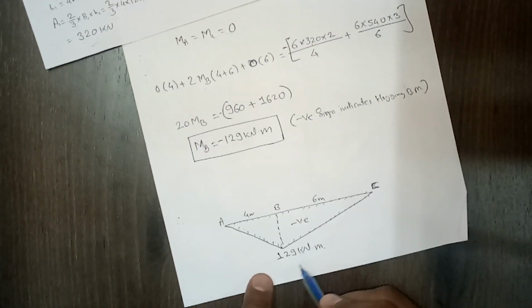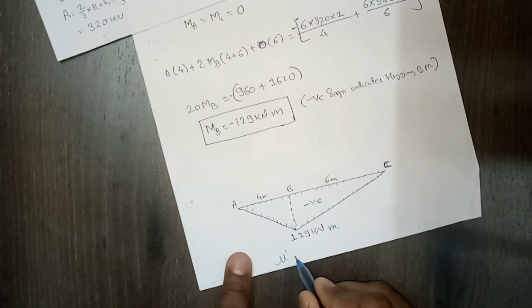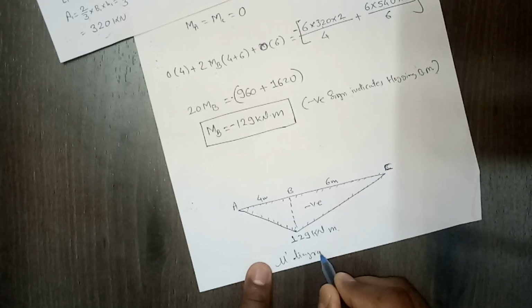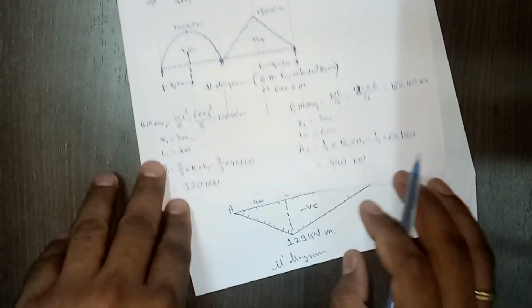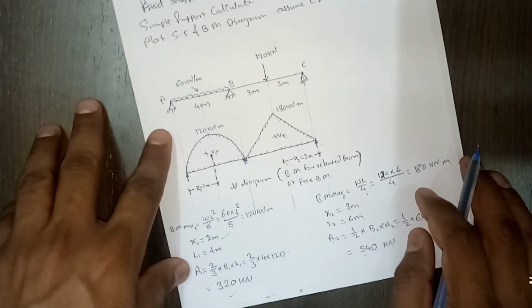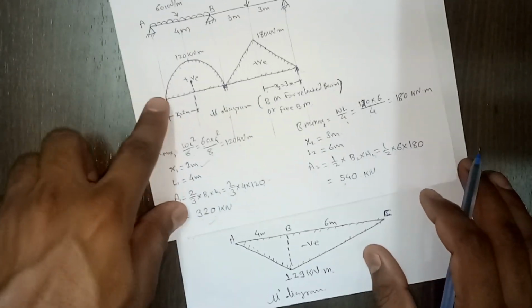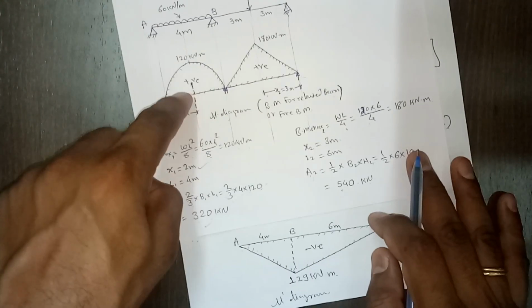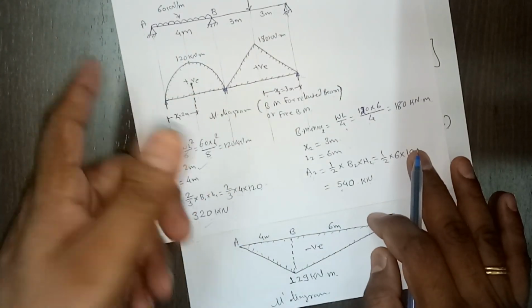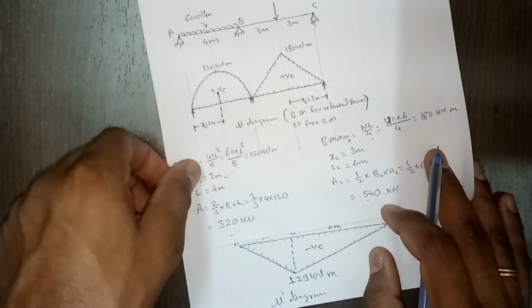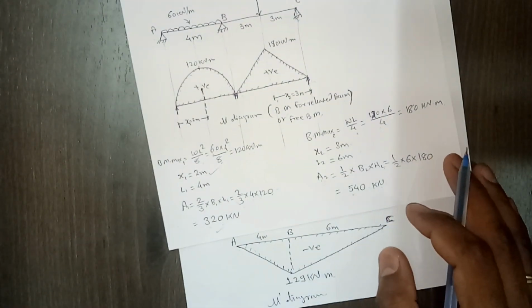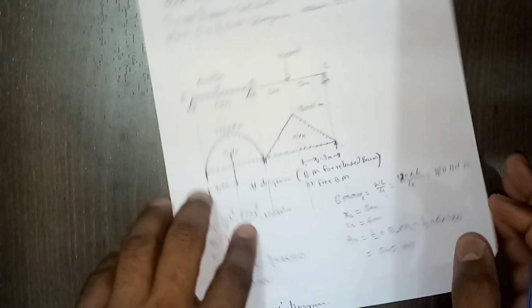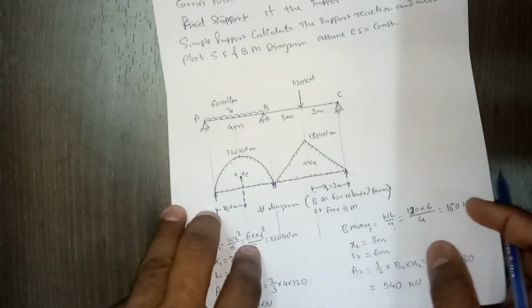Now we can plot this M dash diagram, right? So like in the previous fixed end beam also we discussed, to get the final bending moment, what we did, we overlapped this diagram on this diagram, right? So that's how we can get the final bending moment diagram. So we'll do that, but before doing that, we should calculate the final vertical reactions, because we also need to plot the shear force diagram.